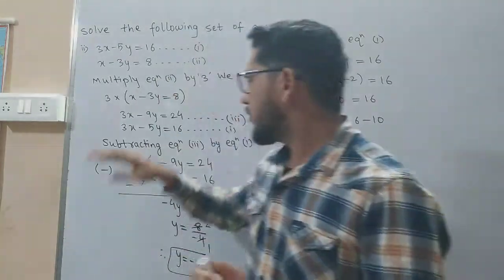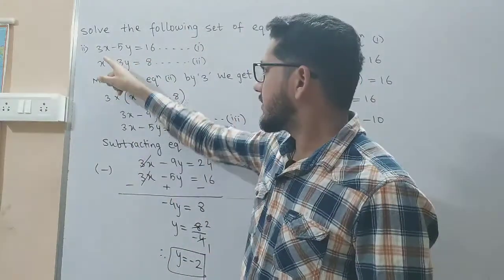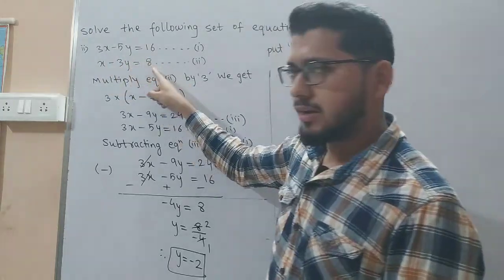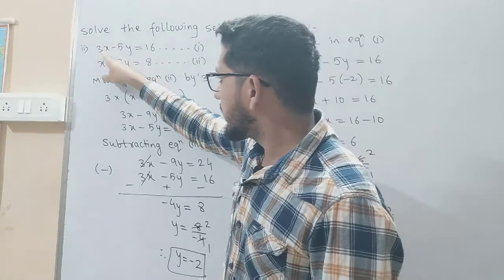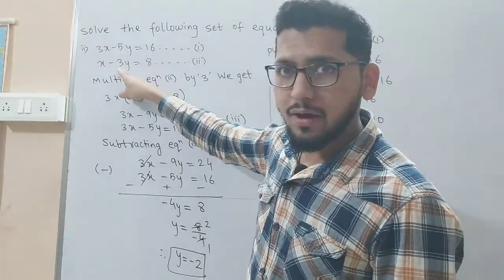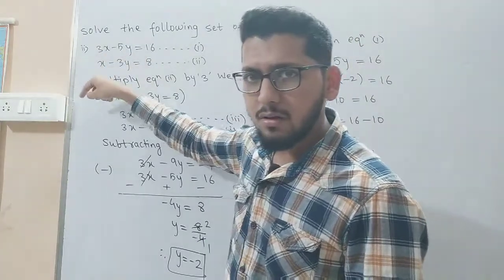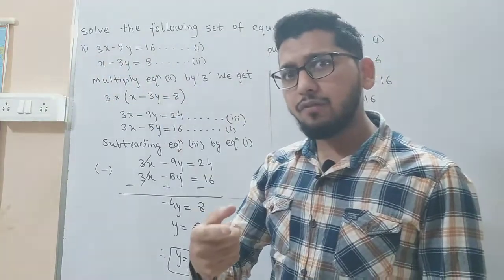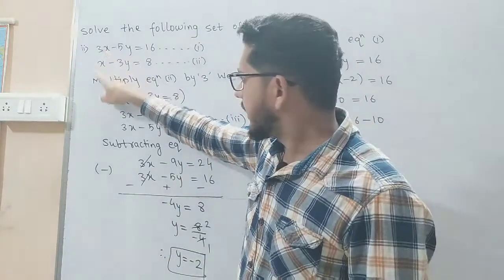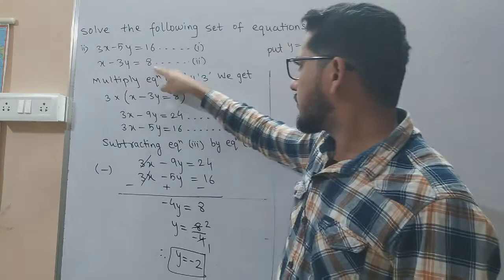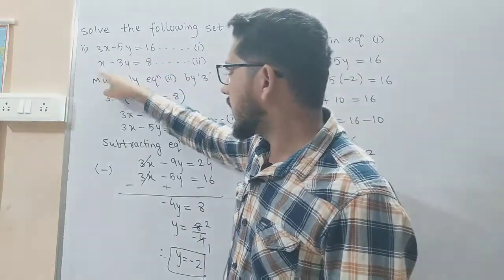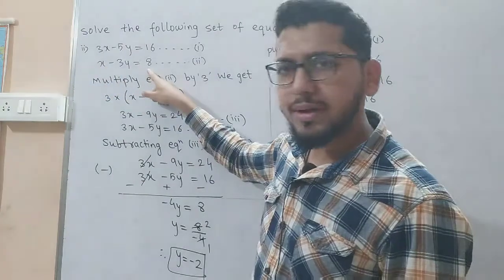If the coefficients are not the same, just like in this equation, here it is 3x minus 5y equal to 16 and x minus 3y equal to 8. Here it is 3x, but here it is x only. Here it is 5y, here it is only 3y. So these coefficients are not the same, and we have to make the coefficient the same. Here it is 3 and here it is x, so we'll multiply the whole equation 2 by 3. If you multiply equation number 2 by 3, then you will get 3x minus 9y equal to 24.